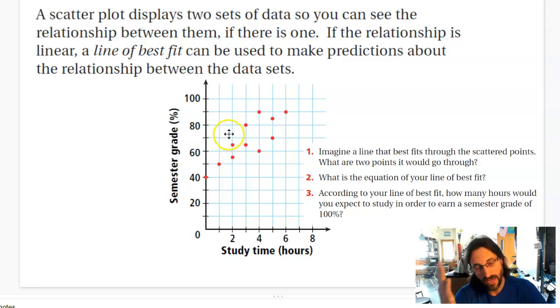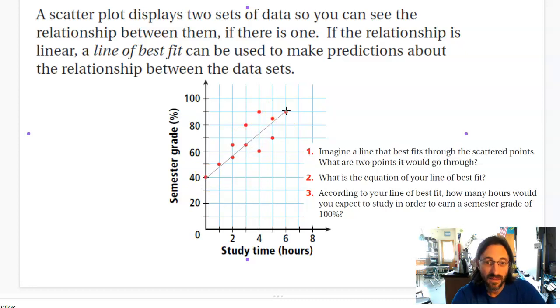So I'm thinking this in the back of my head. All right, now number 1, imagine a line that best fits through the scattered points. What are 2 points that it would go through? Well, first of all, let's draw our line. And when I'm drawing my line, I'm thinking, well, can I go from 40? Let's go from 40.